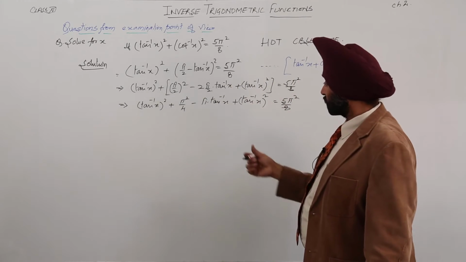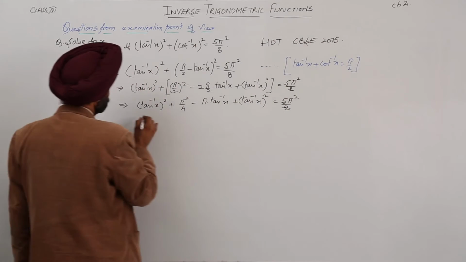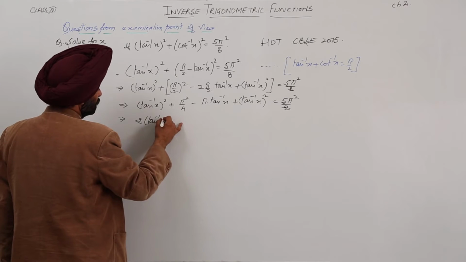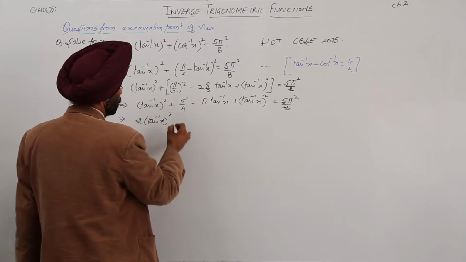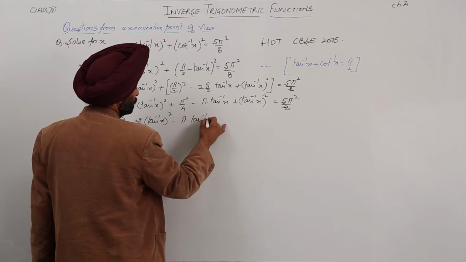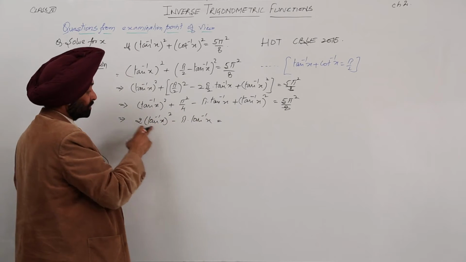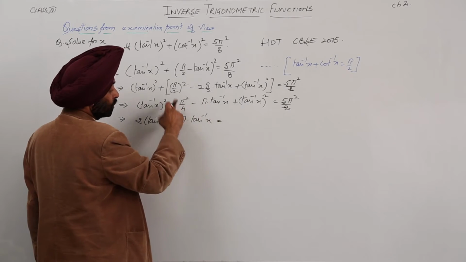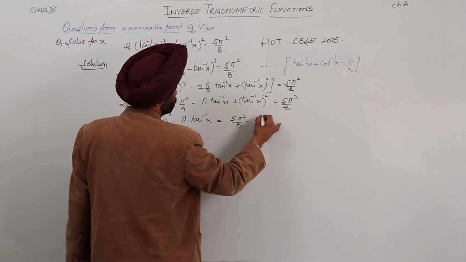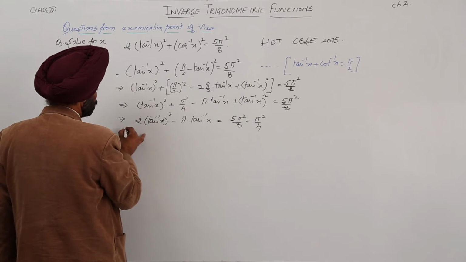Okay. So now what are the like terms? This one and this one, these two are the like terms. So to these two like terms, we are going to write 2 (tan inverse x) whole square minus pi times tan inverse x is equal to, because this one and this one becomes 2 (tan inverse x) whole square. This one is here, and what about this one? This is equal to 5 pi square by 8 minus pi square by 4. This term I have taken to that side.